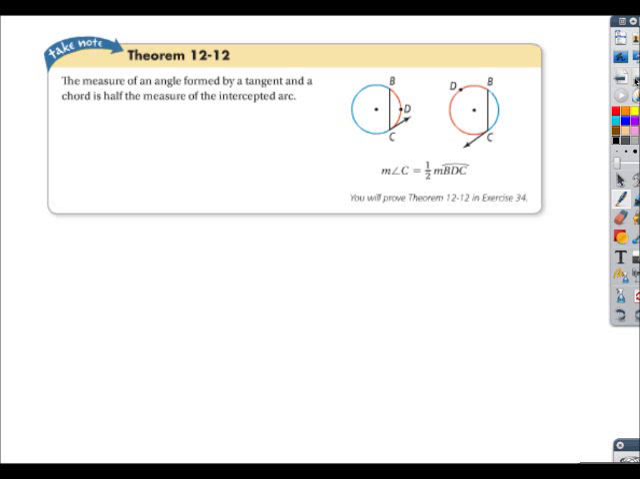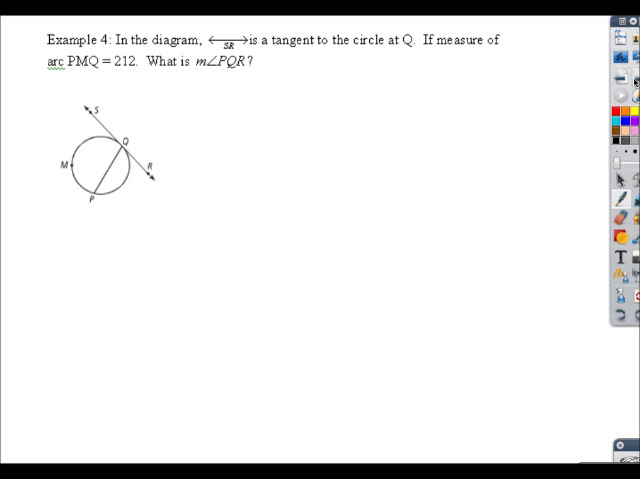Theorem 12.12 basically says the same thing. If I have a chord and a tangent forming my quote-unquote inscribed angle, the angle is half the intercepted arc, so it's the same property as what we've just done.